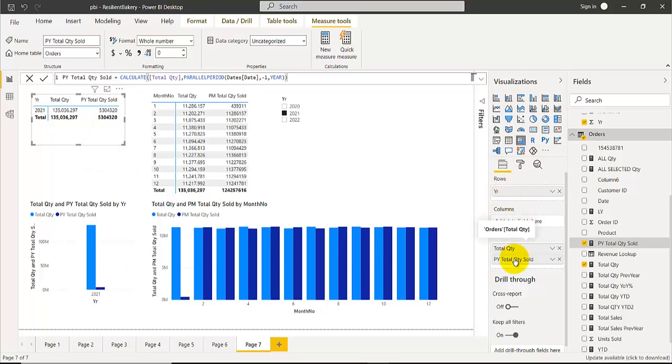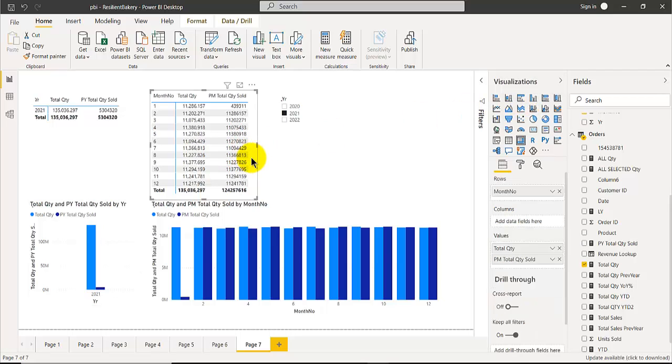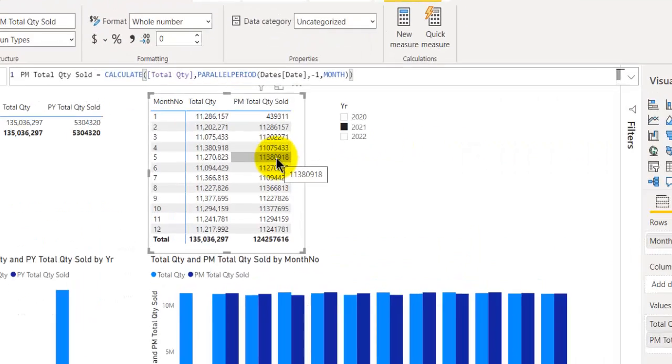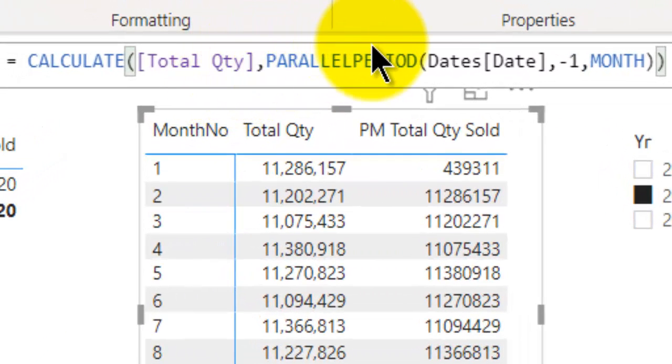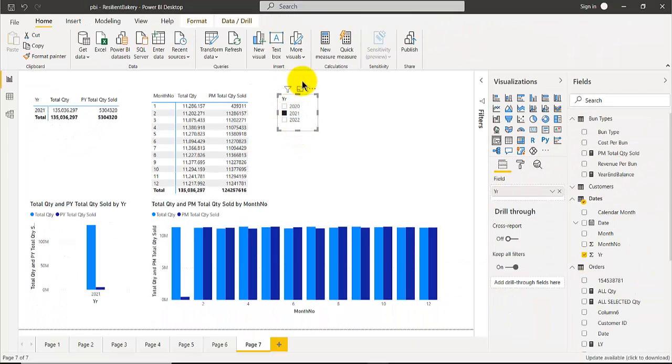The values are total quantity and the previous year's, and you can duplicate it and make it into a column chart, a clustered column chart. The same goes for creating a previous month total quantity. You can use parallel period, date, -1, month. So the only difference is the month. And I've also created a slicer for this purpose.